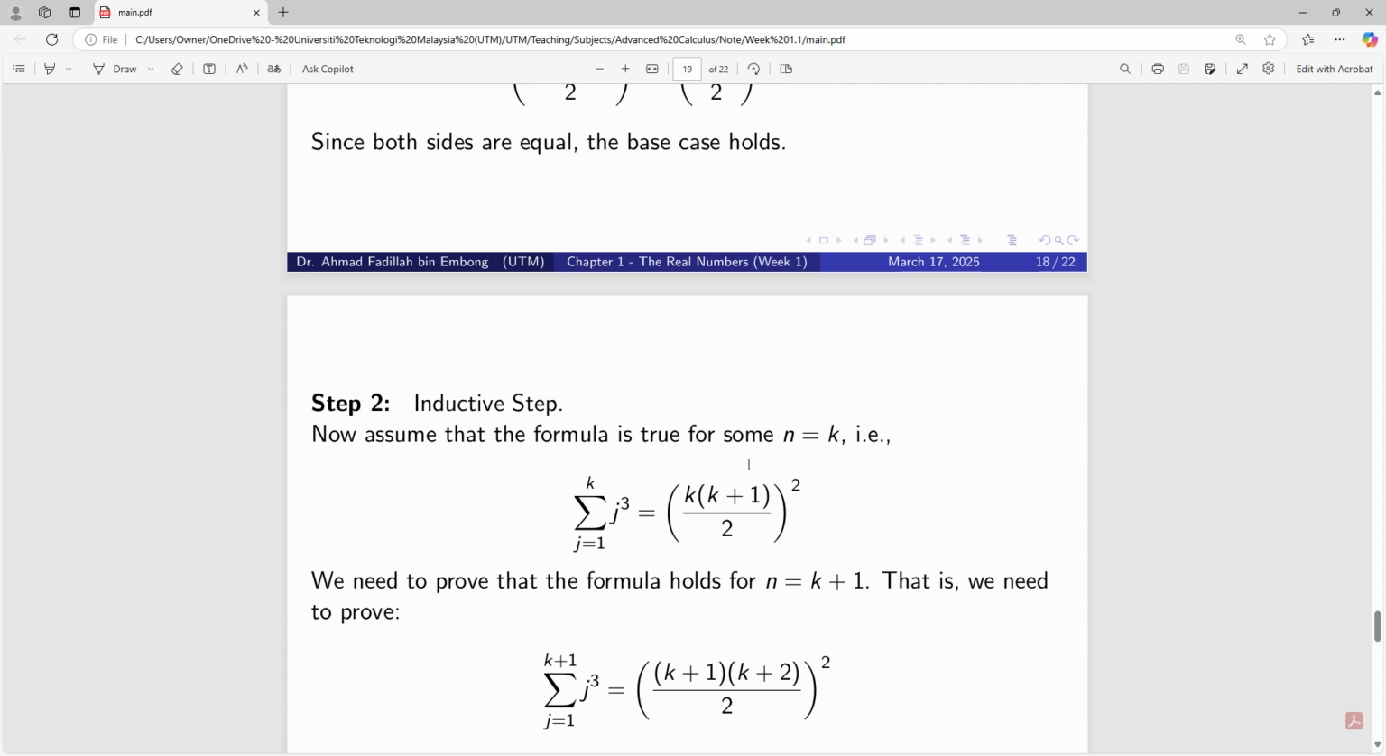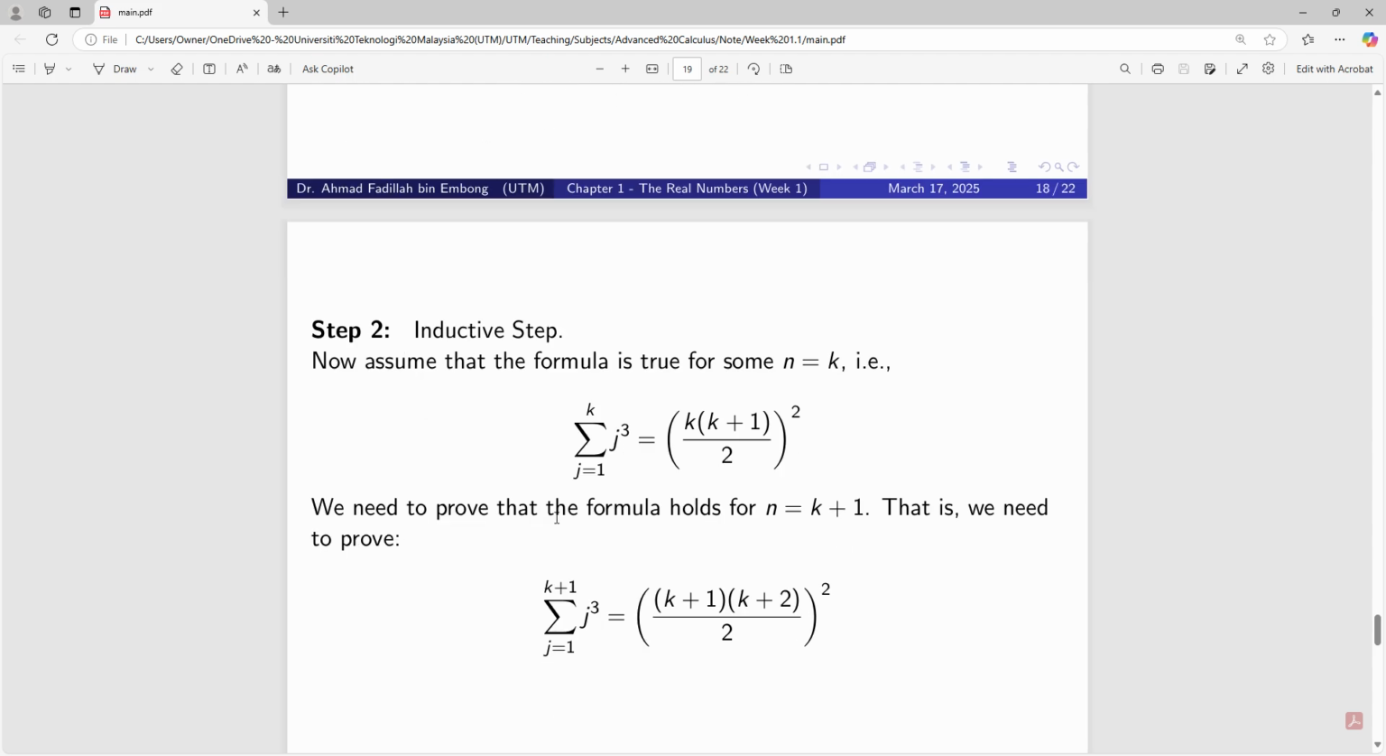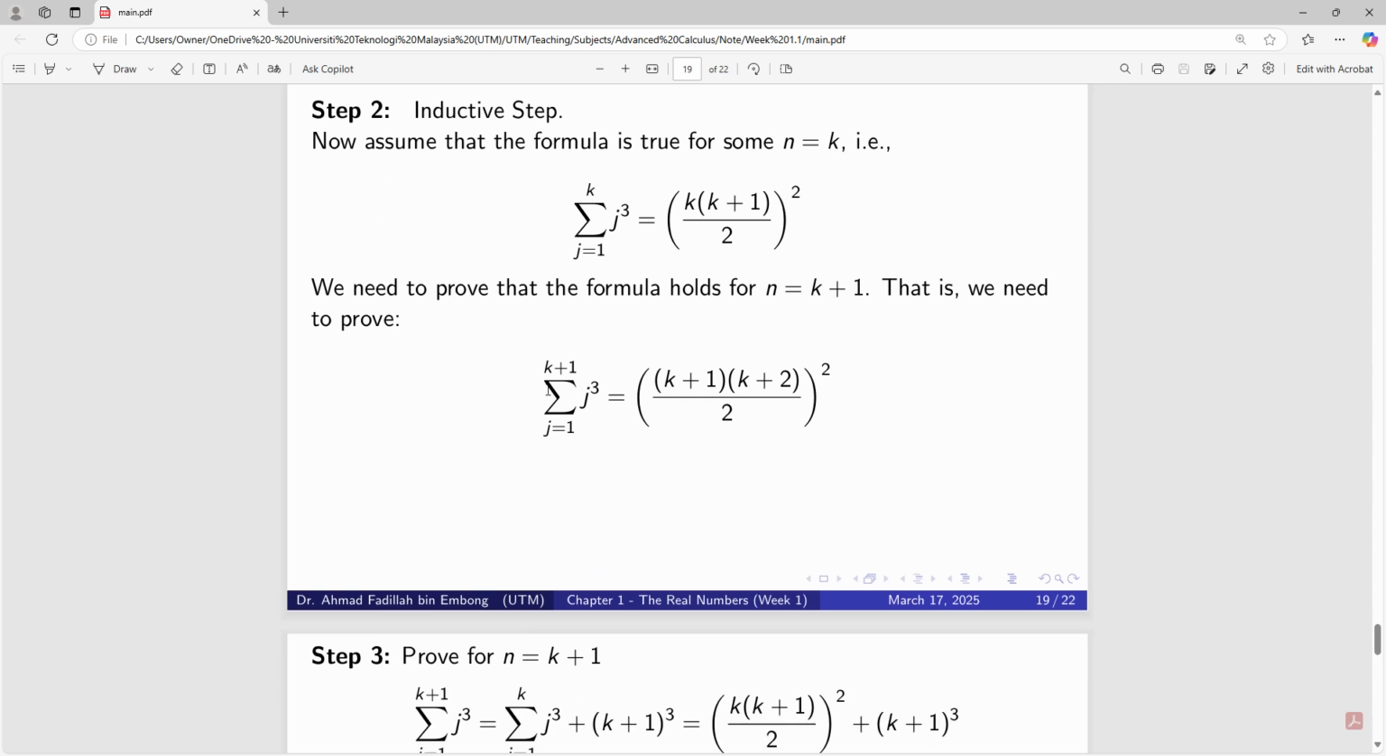So we are going to assume it is true for n equal to k. So this statement is true already, what I have on my hand. So now we are going to prove the formula also holds for n equal to k plus 1. So what we are going to prove is that this summation is equal to this formula.